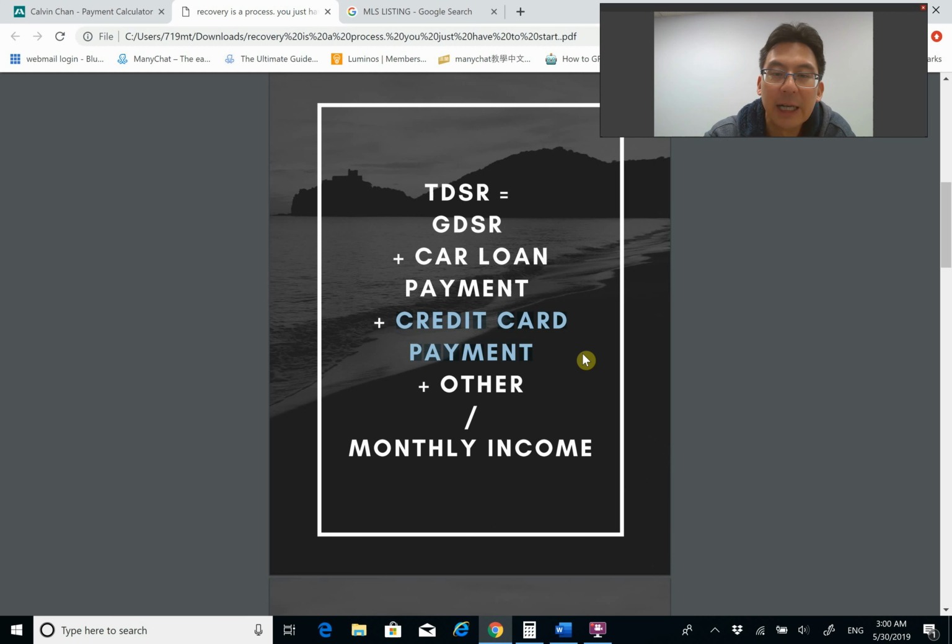Okay. And lastly, what other stuff do you need to add here? Say that you need to pay alimony, you have some unsecured line of credit. For an unsecured line of credit, you use a 3% payment, right? But say that you have alimony that you need to pay, you have a student loan, you have some other stuff, you just add it here. Okay. So this divided by your monthly payment comes up with your TDSR, right? The total debt service ratio.